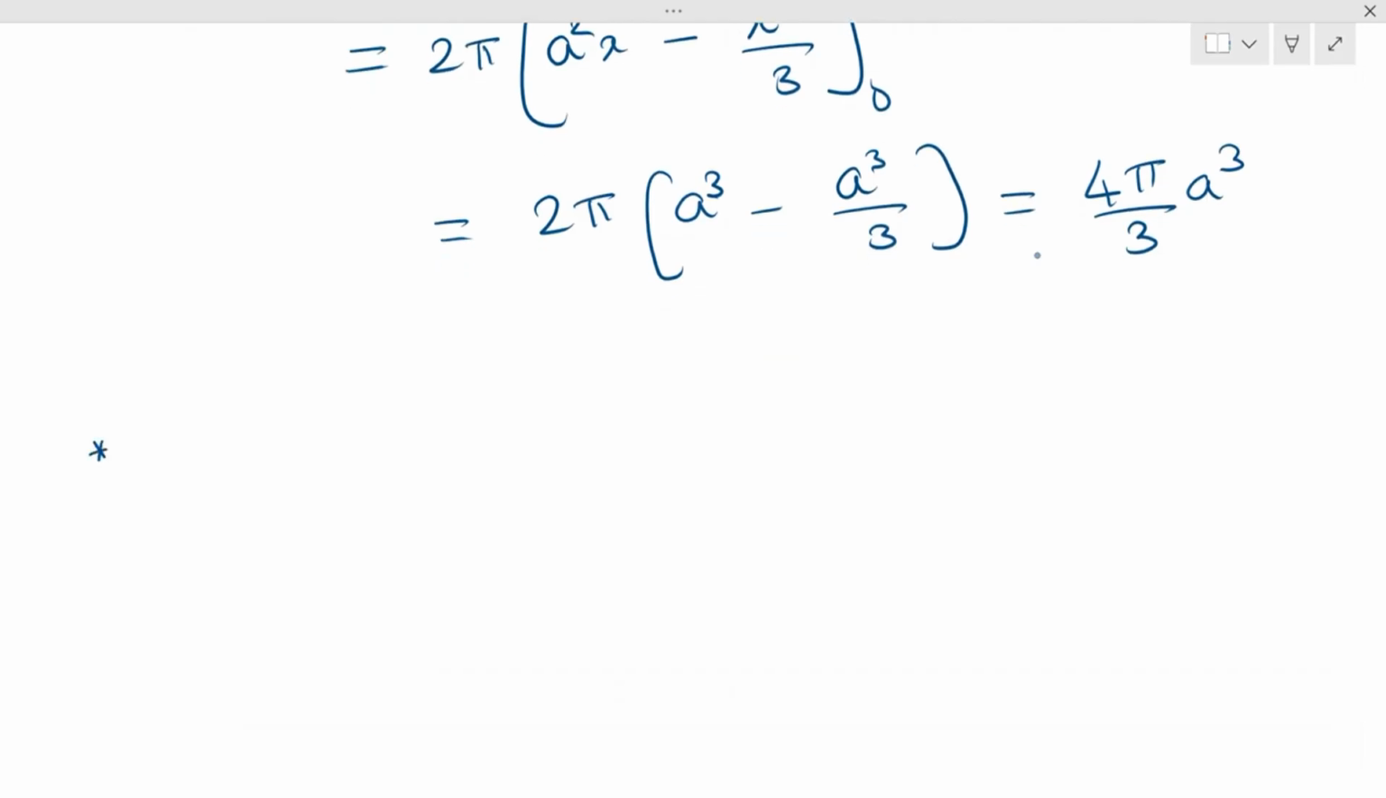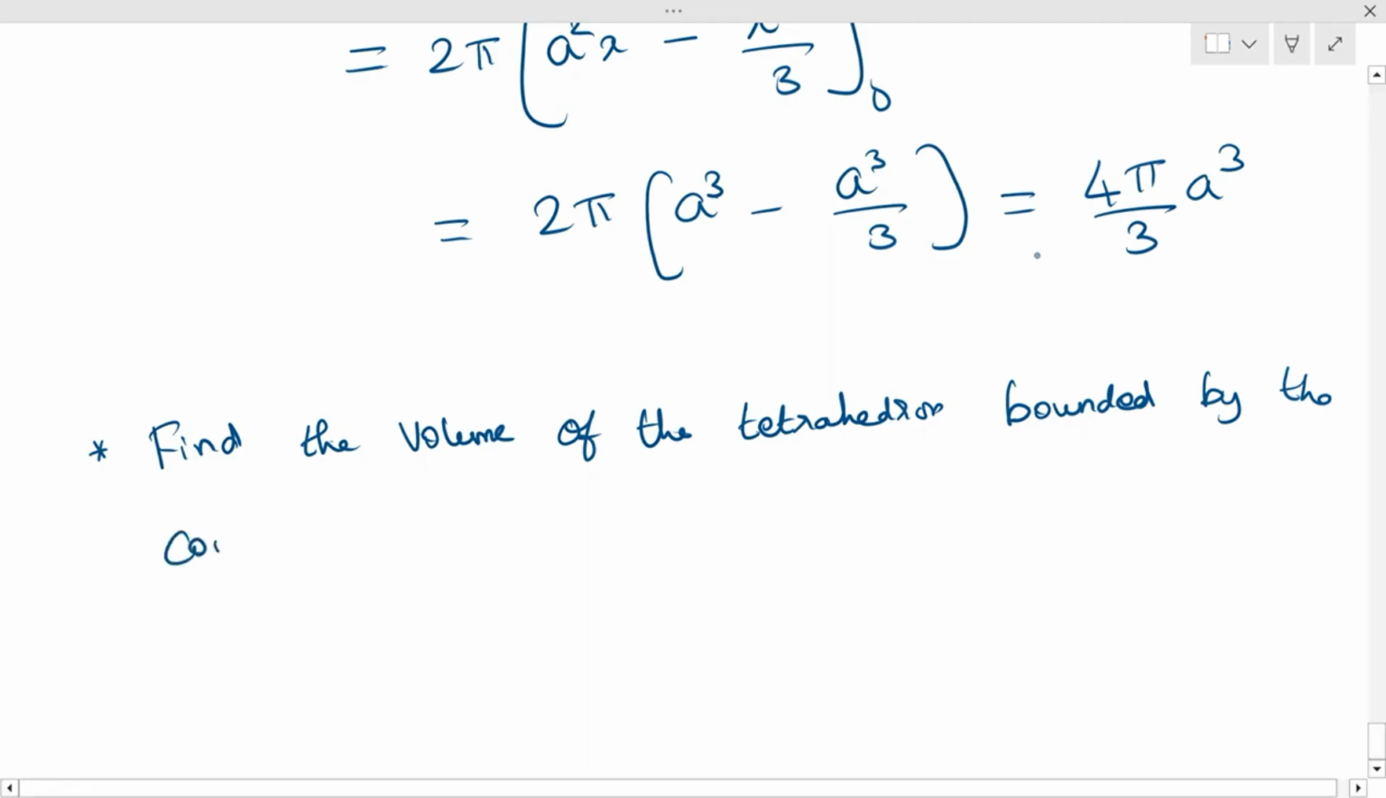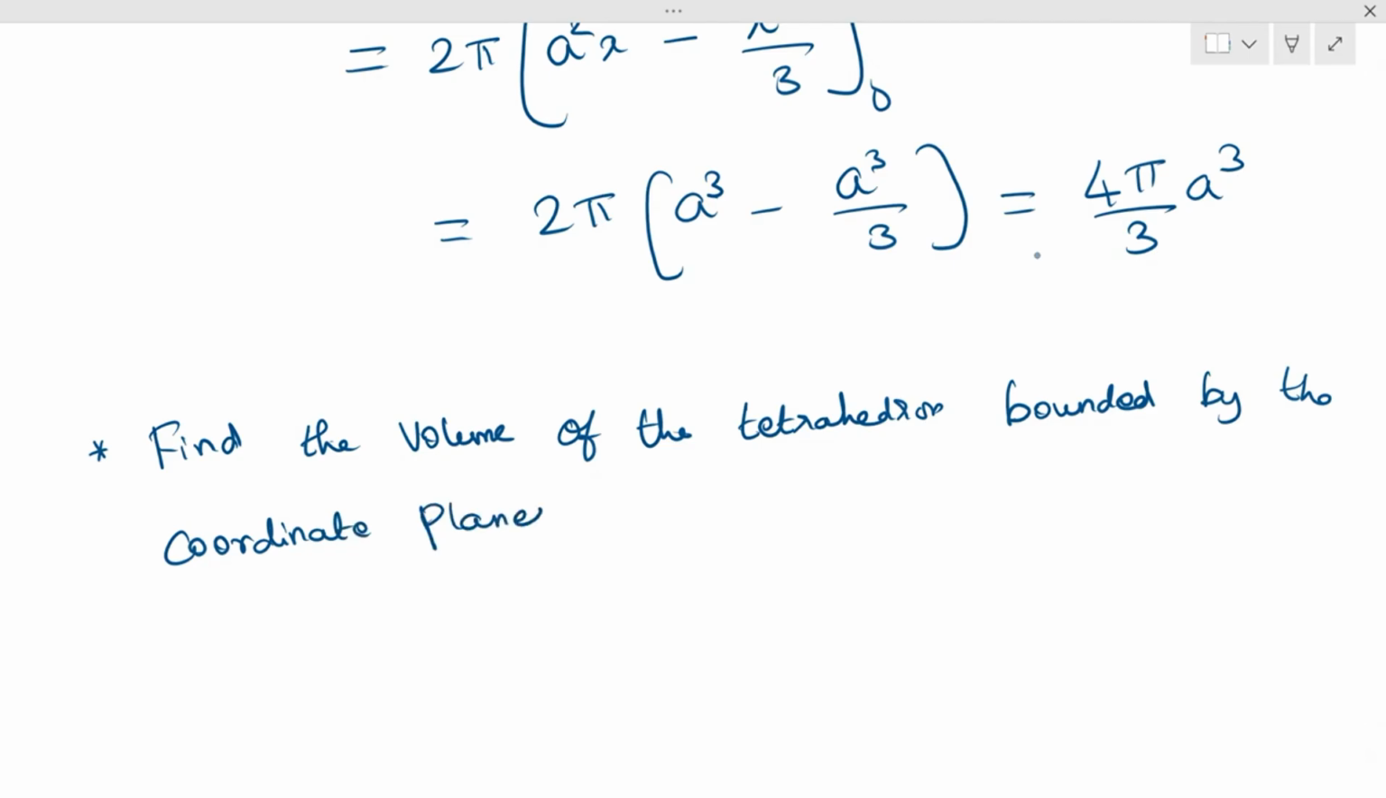So next problem, find the volume of the tetrahedron bounded by the coordinate planes and x by a plus y by b plus z by c equal to 1.